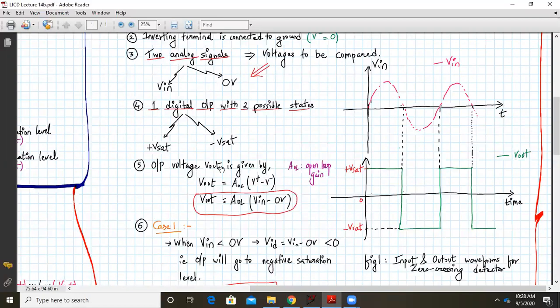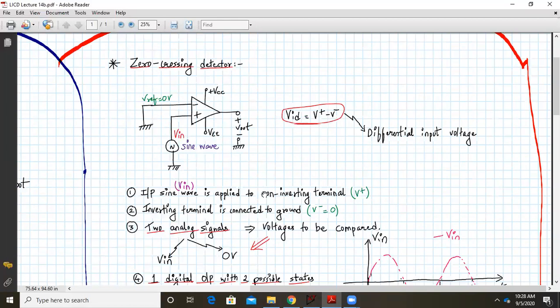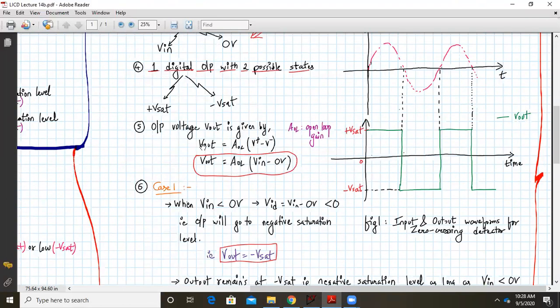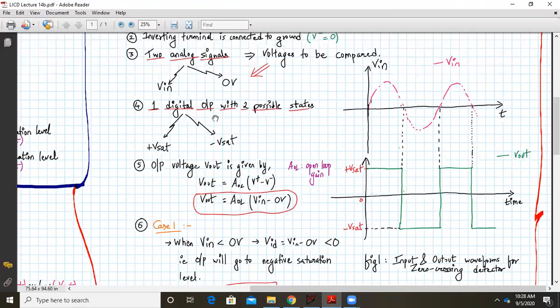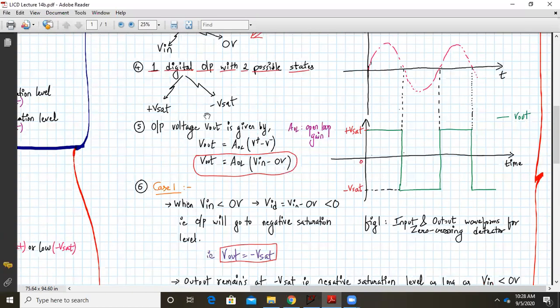So let us start. The output equation of this zero crossing detector is given by V out is equal to AOL, that is the open loop gain, into VID. So that's what we have written over here. V out is equal to AOL times V plus minus V minus. Here V plus is basically V in, and V minus is 0. So V out is equal to AOL times V in minus 0 volts.